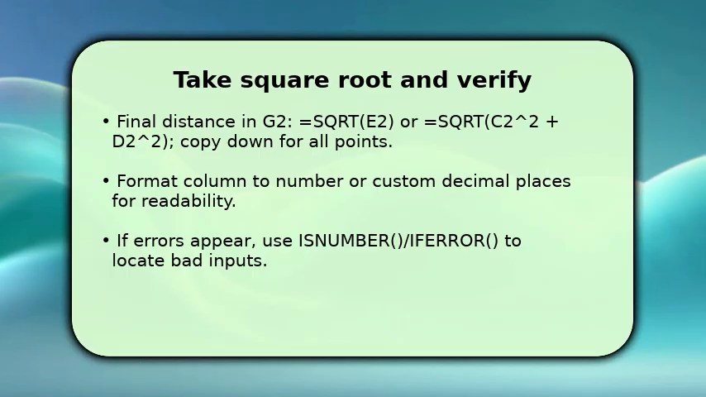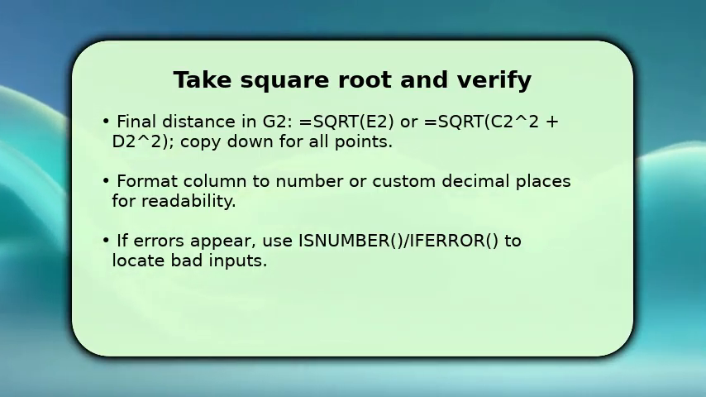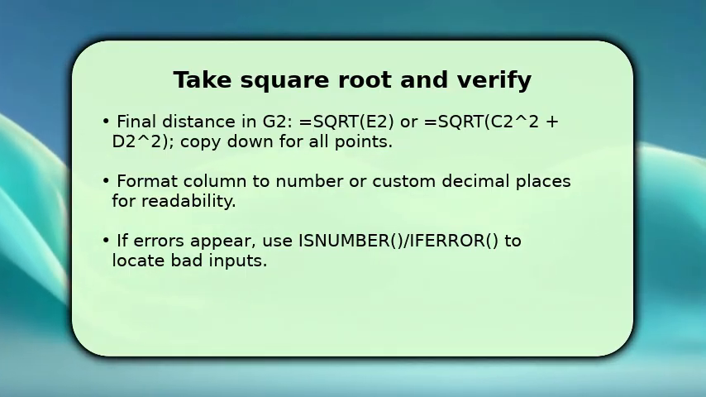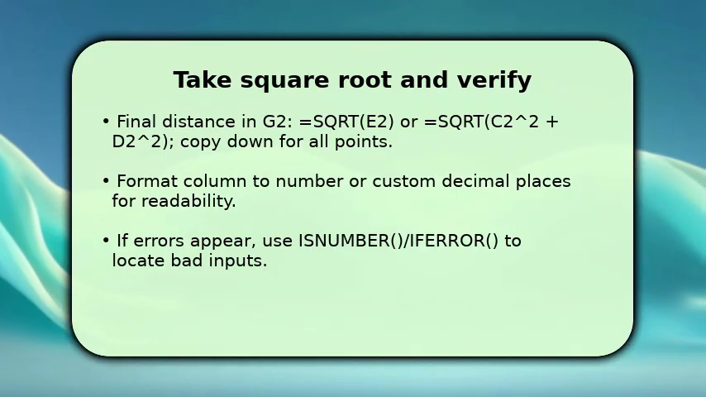Verify results by spot-checking known pairs or using conditional formatting to highlight negatives or errors. If things go wrong, use IFERROR to show a friendly message and ISNUMBER to detect non-numeric cells.